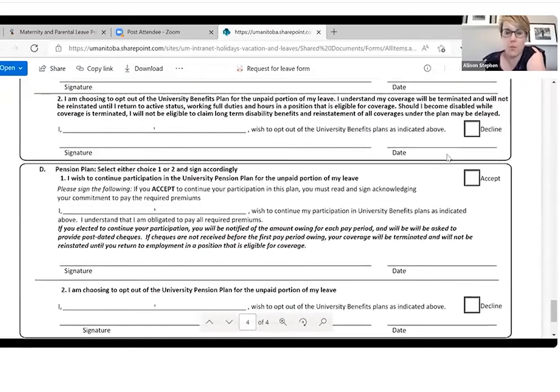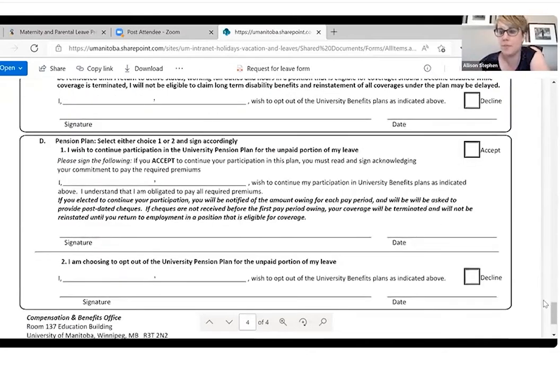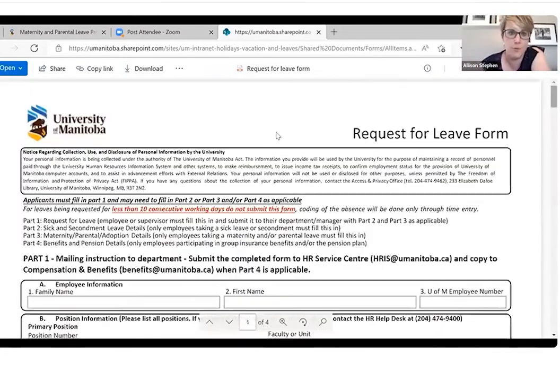Okay, so that is the form. So that would have to be filled out, and now you can either send the whole thing to HR and I would then forward on this last page to pension and benefits, or you could send this page only to them. It's up to you. But that is the form that has to be filled out along with the proof that a baby is either born or going to be born.